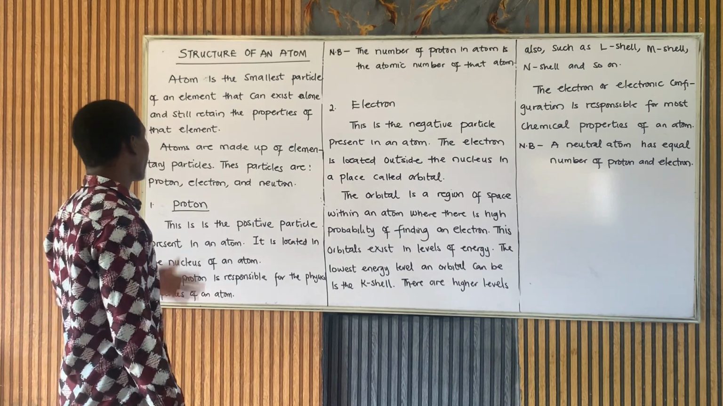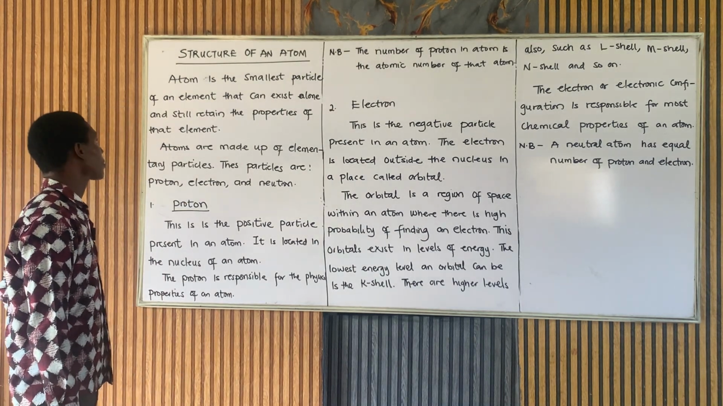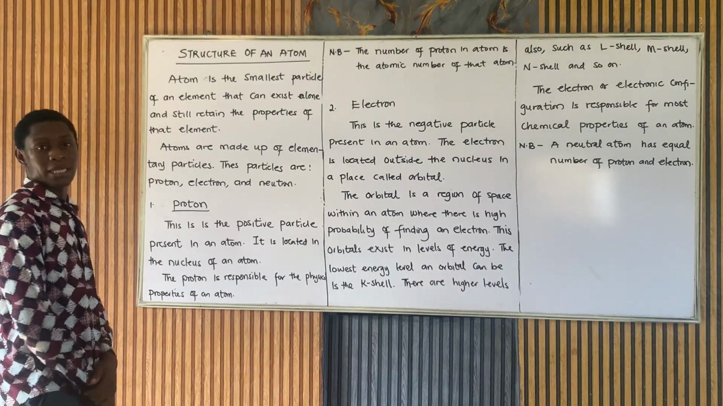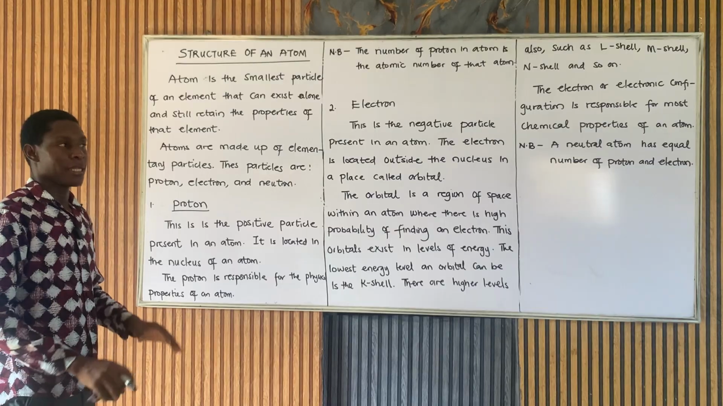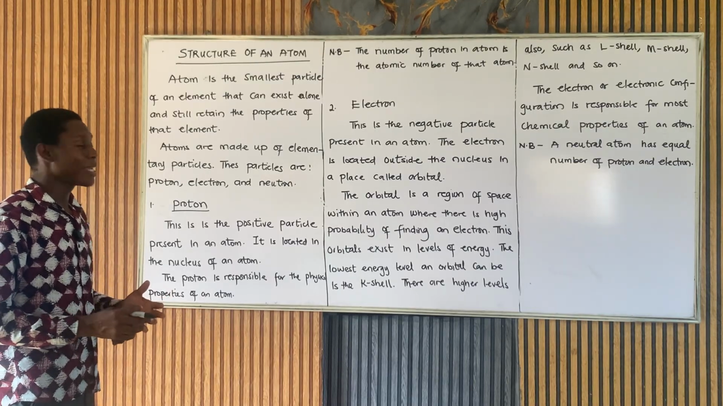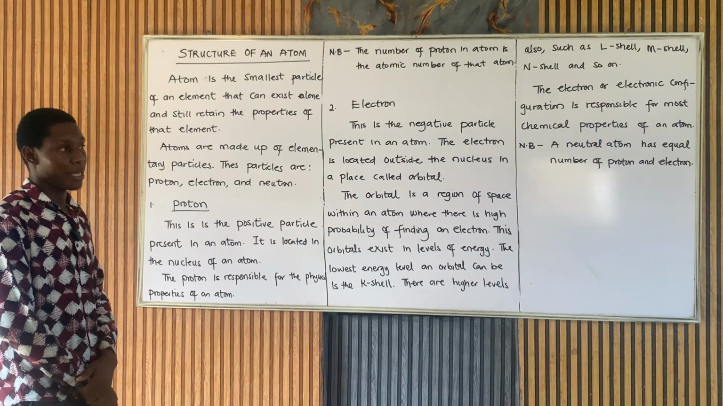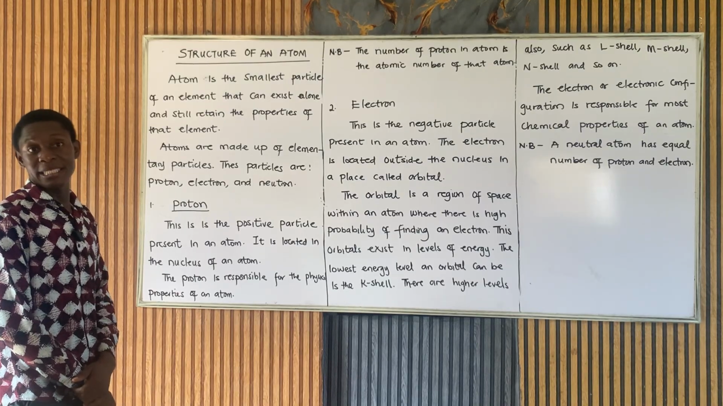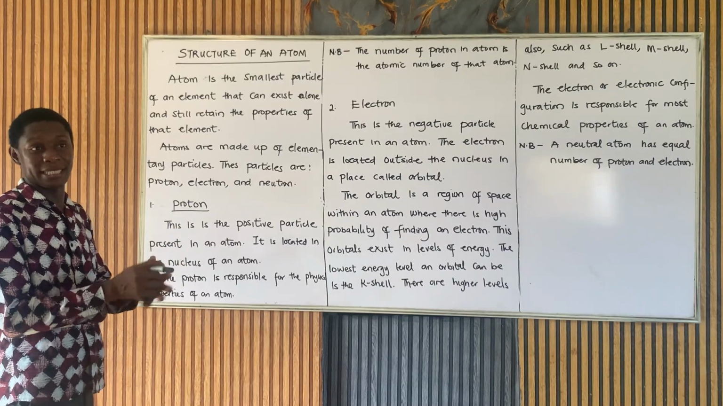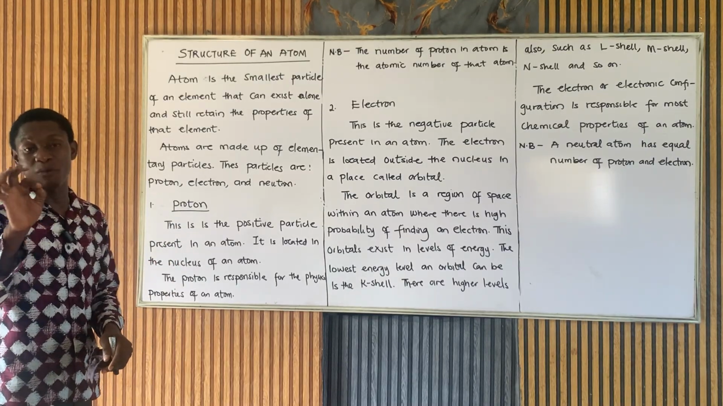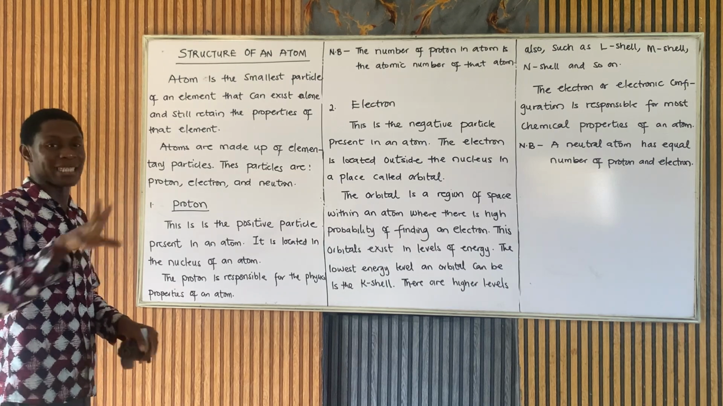And so today we want to consider the structure of an atom. What then is an atom? An atom is the smallest particle of an element that can exist alone and still retain the properties of that element. Meaning that if it's possible to break down an element and just pick out an atom of that element, it will still possess the properties of that element.